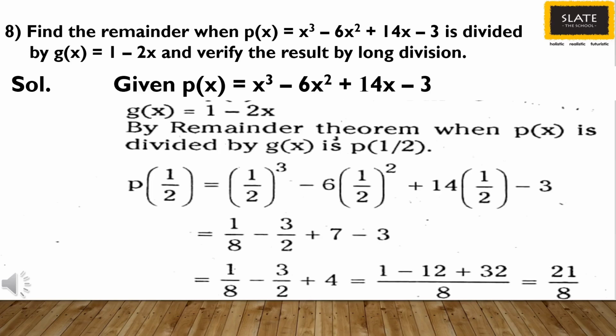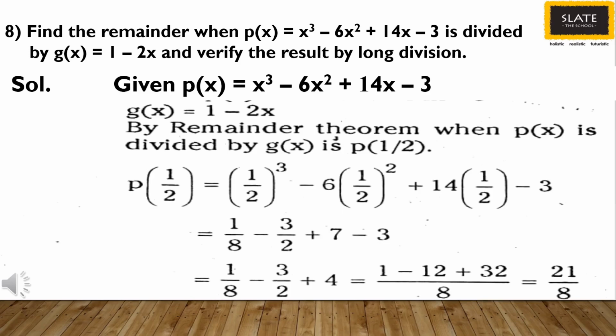1 by 2 whole cube is 1 by 8. 1 by 2 whole square is 1 by 4, plus 14 into 1 by 2 is 7, minus 3. 1 by 2 whole cube is 1 by 8, and 6 by 4 becomes 3 by 2. 1 by 8 minus 3 by 2 plus 7 minus 3 is 4.